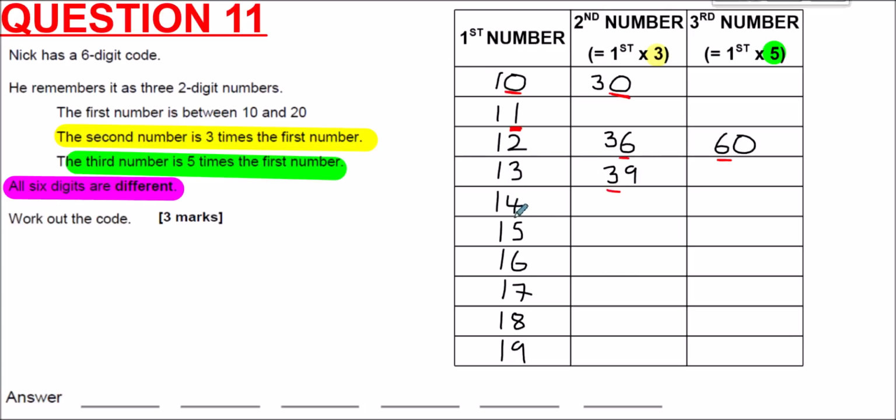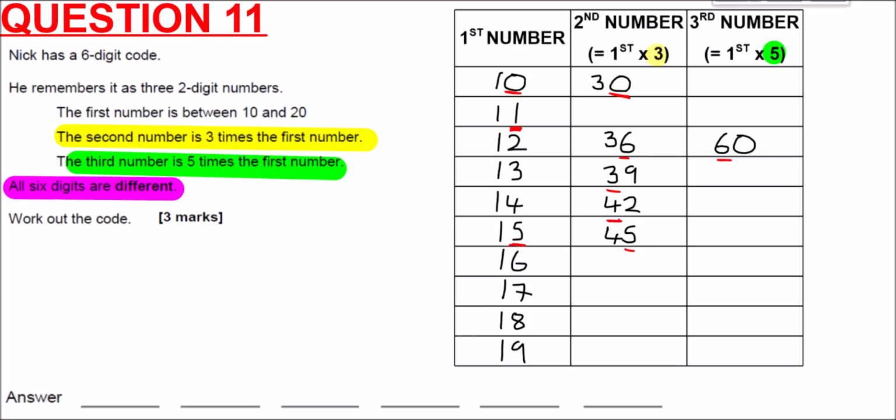14. 14 times 3 for the second number would give us 42. And so if 14 was the first number, the number 4 would repeat. So again, the number can't be 14. Just keep going and we will get there eventually, as boring as it might seem. 15 multiplied by 3 is 45. The 5's repeated, so the first number can't be 15.